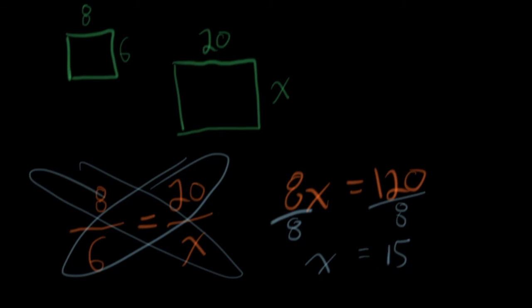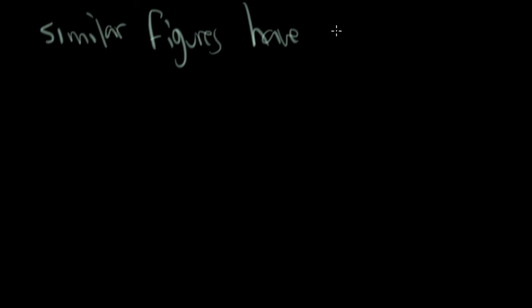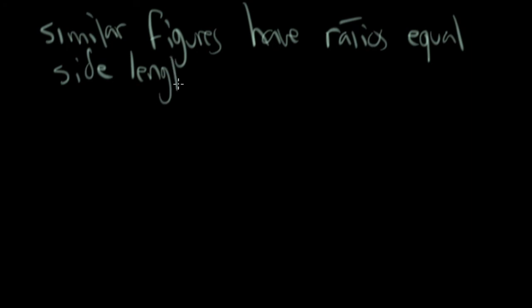So that's how you're going to do it if you're told that these are similar. Remember, we were told that these are similar. So you can always go and do your cross multiplying and find some things just like that, which is pretty important to be able to do. One other thing that we can talk about in terms of similar figures. Similar figures also have ratios that are equal between side lengths. And that's a really useful thing to know.